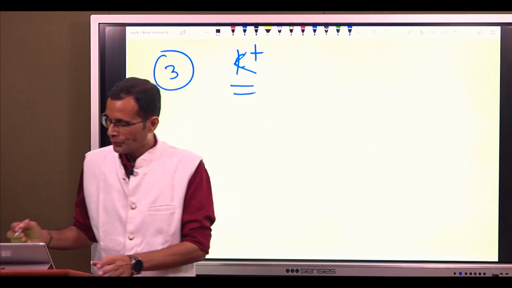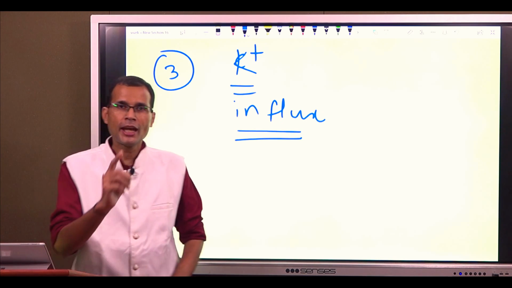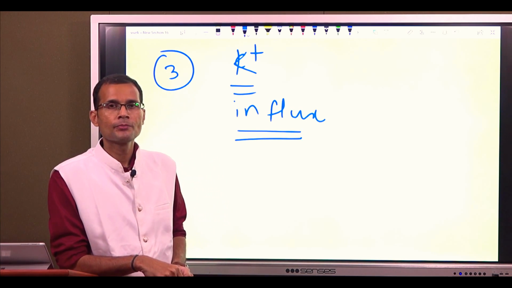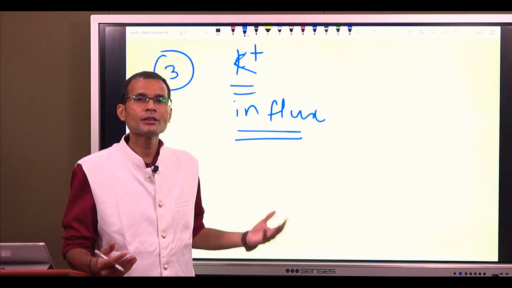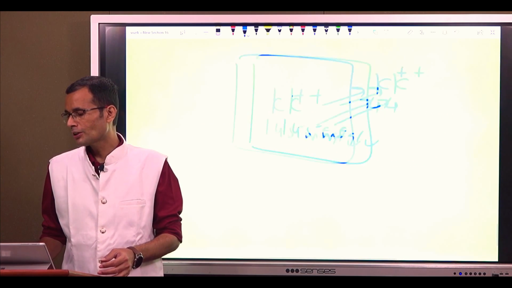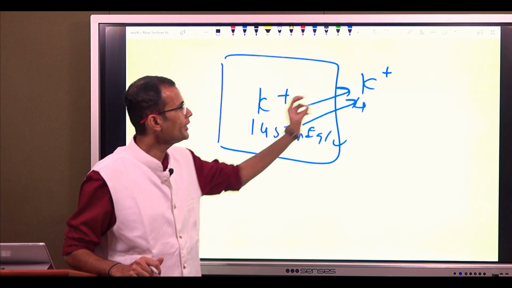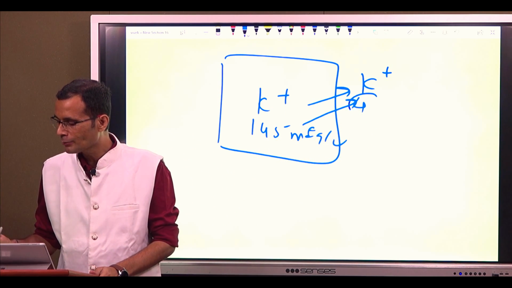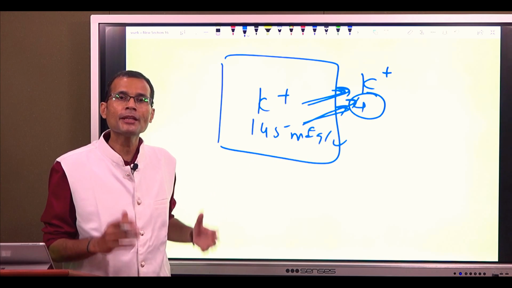So, potassium influx can result in depolarization. First question that you might ask is, how can the potassium influx happen? Because potassium is high on the inside and low on the outside, so potassium will always go out by its concentration gradient. How can the potassium come in?